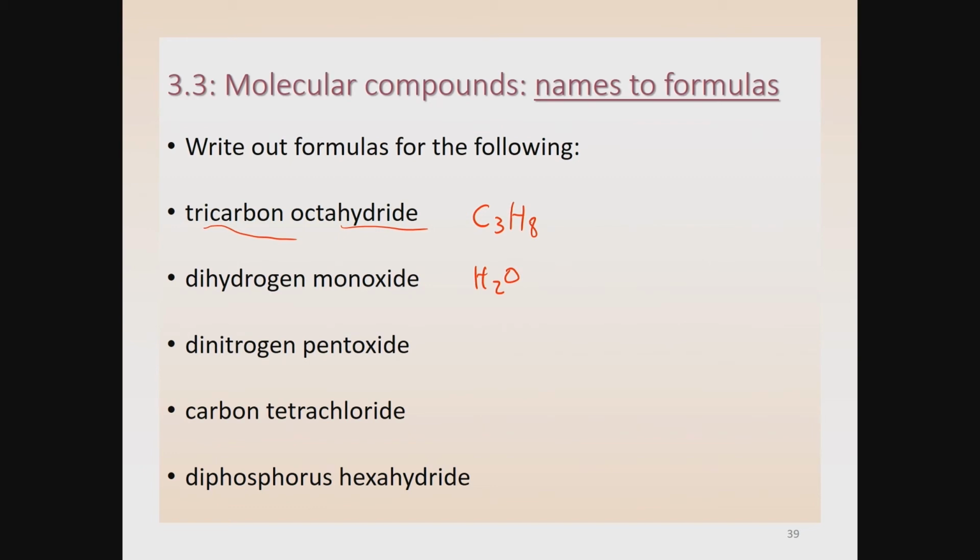Okay, the next one is dinitrogen pentoxide. So we have nitrogen first, and we have 2 of them. Oxygen next, and we have 5 of them, so it's N2O5. The next one, carbon tetrachloride. If you see no prefix in front of the elemental name, it is just 1 atom. So it's just C, no subscript, just 1 atom. Tetrachloride, Cl4. And then the next one is diphosphorus hexahydride. So it's going to be P2, and the hydride again is hydrogen, H6. Okay, so we move on.